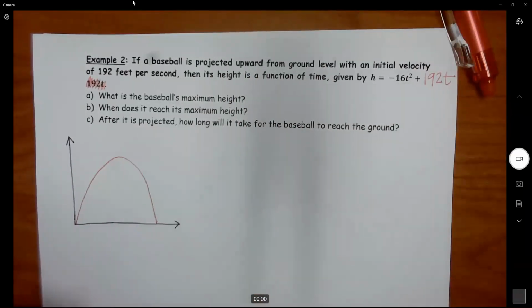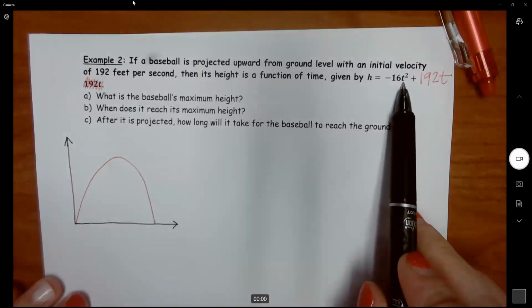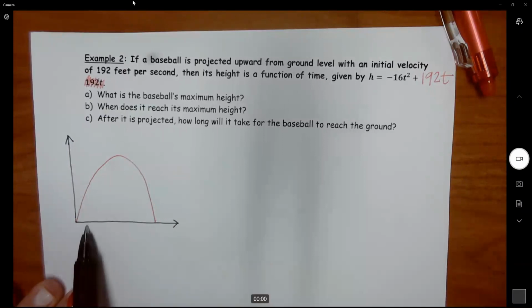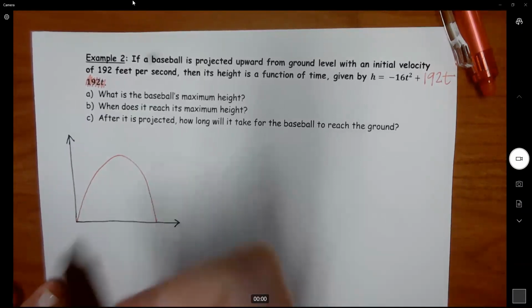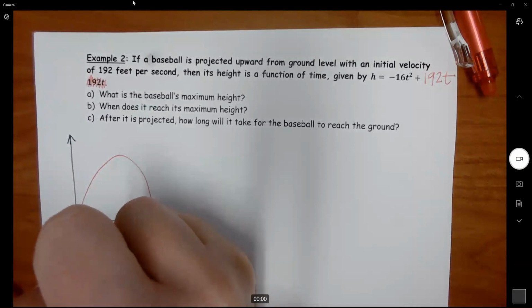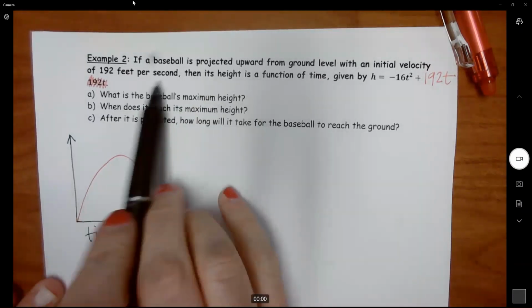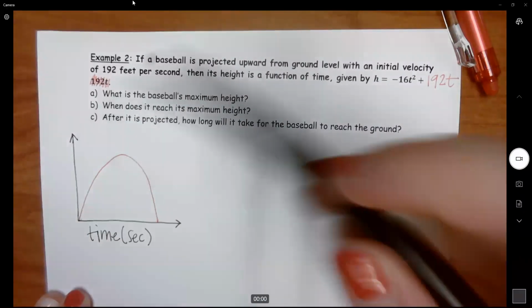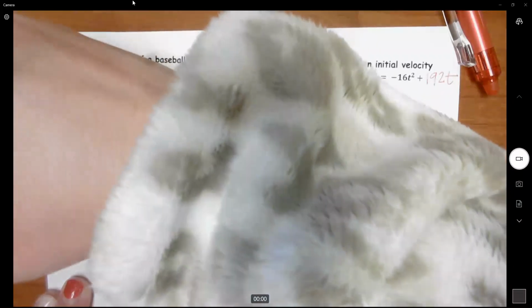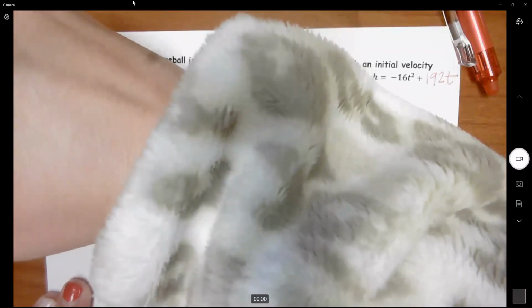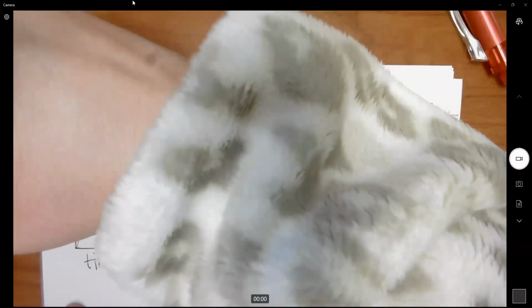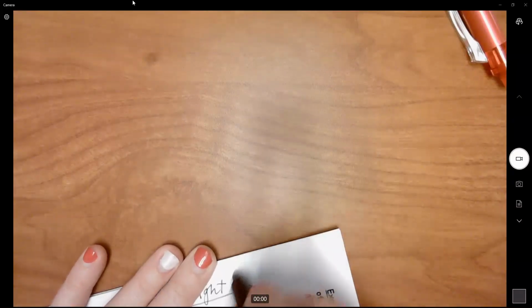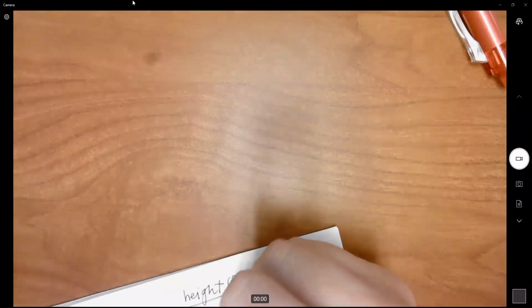Now, if I label what we have here, you've got t in your x slot. So along my x-axis here, we have time, and my time is in units of seconds. And then over here, we have our height, which is in units of feet.